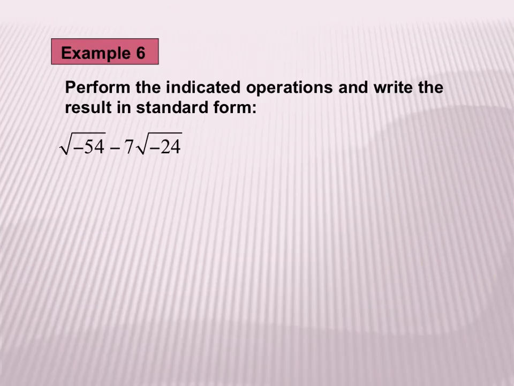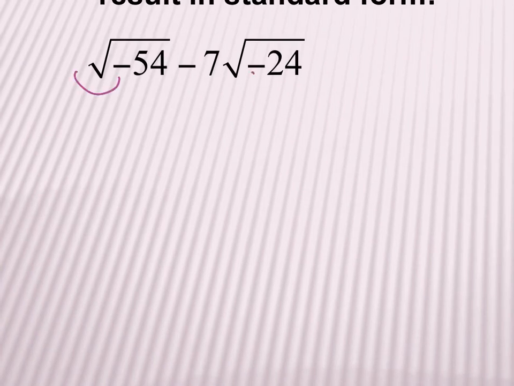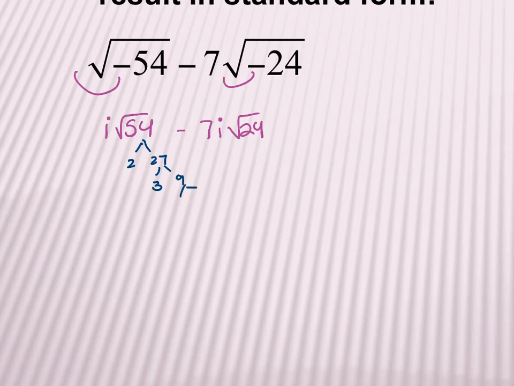All right, so this one says, perform the indicated operations, write the result in standard form. So the first thing you want to do is take the i's out. So this is i root 54 minus 7i root 24. As they are, I cannot combine them, but I can break them down. So 54 is 2 and 27, 3 and 9, 3 and 3. I can bring two 3s to the outside. So I get 3 times i, and then the 2 and the 3 get multiplied together. That's root 6.